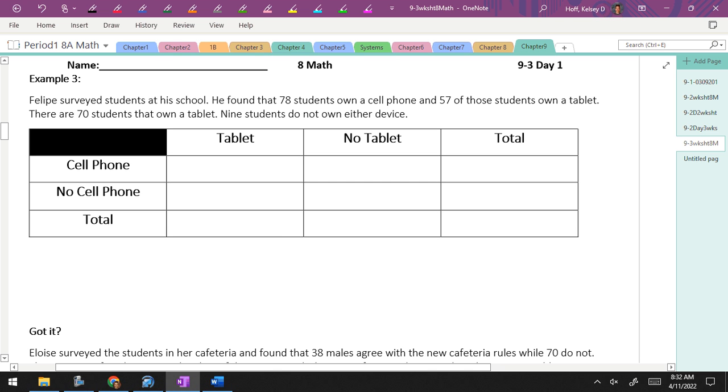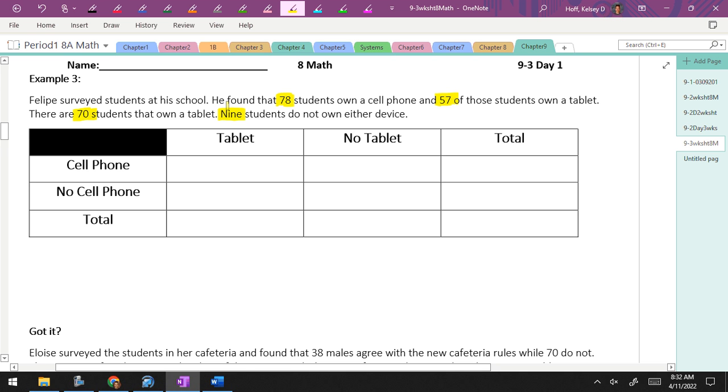Sometimes they're going to give us information in sentence format. And the very first thing we have to do is to plug it into the table. You always want to put in your numbers before you add or subtract. So Felipe surveyed students at his school. 78 students own a cell phone, and 57 of those own a tablet. There are 70 students that own a tablet, and 9 do not own either device.